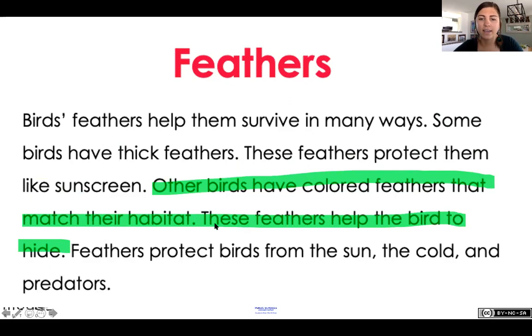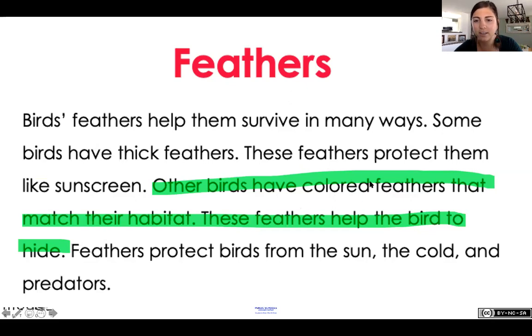So take a look. I have now highlighted the second detailed sentence. These feathers help the bird to hide. So hold on, what type of feathers? Did we say thick? No, that was in the first detailed sentence. So what feathers are we talking about here? Oh, look right there, colored feathers. Colored is going to be another adjective.